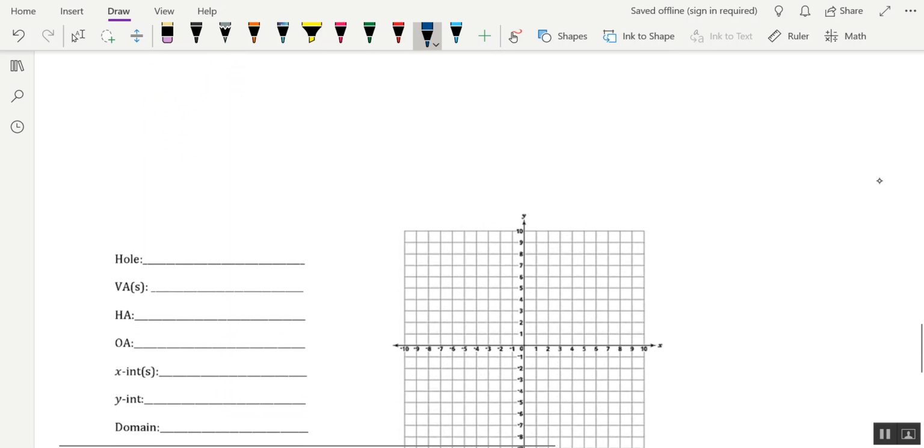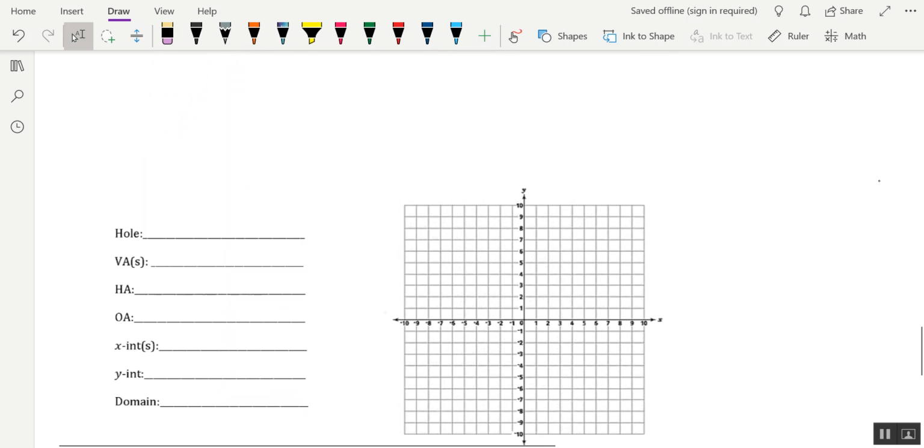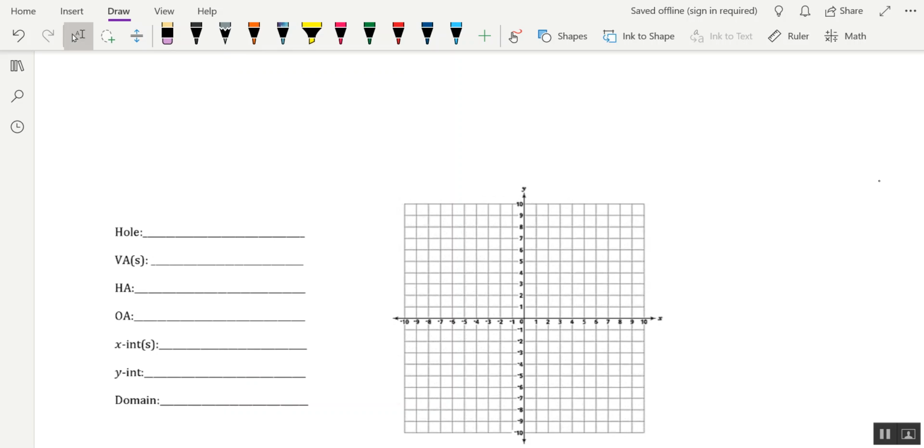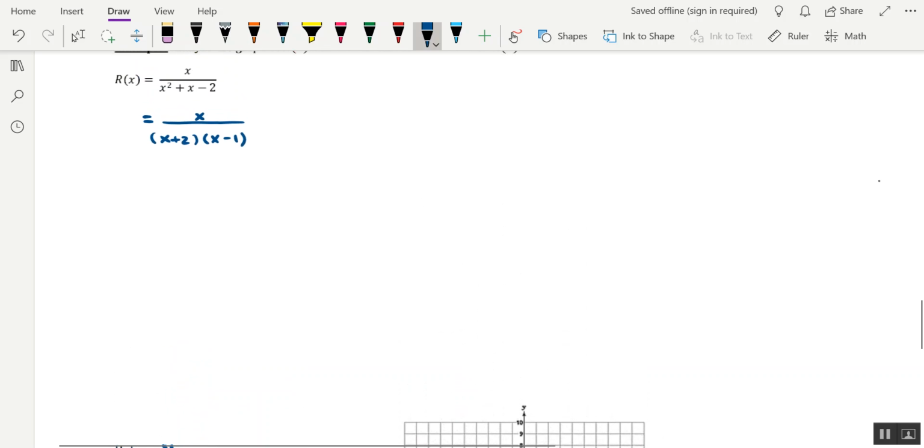So down here I've got a little laundry list of items that we can fill in as we do our analytic approach. So where it says hole, we'll just write out the word none. So since there's no hole, we'll move on to identifying the vertical asymptotes. And the trick to figuring out the equations for these guys is to set your denominator equal to 0 and solve for x. So I'll use the factored form version of the denominator.